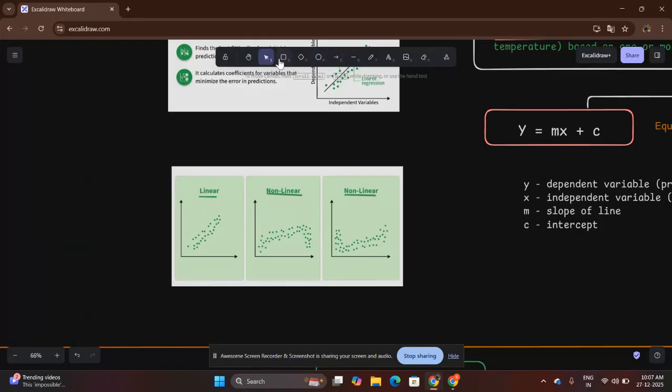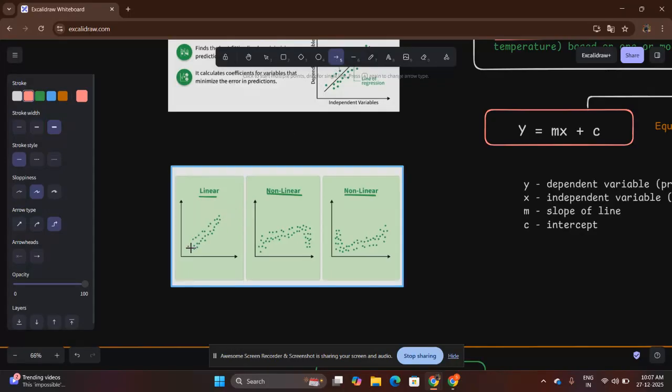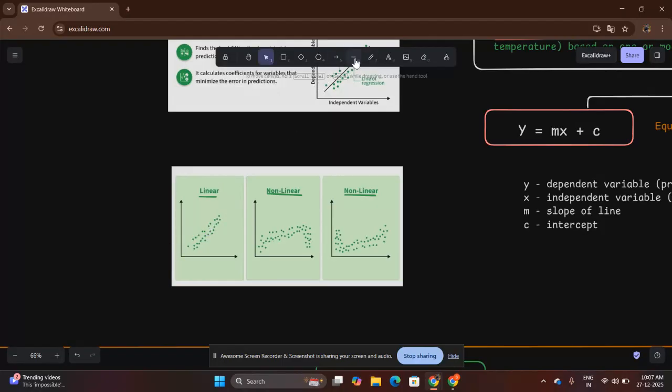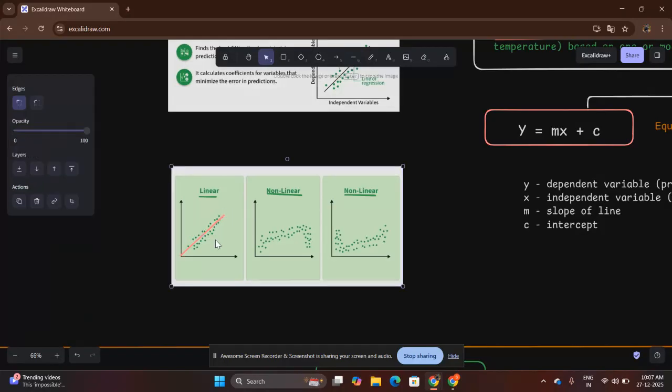Why is this linear? Because there is a straight line. We can draw a straight line over here, in between the data points. So that is called linear regression.